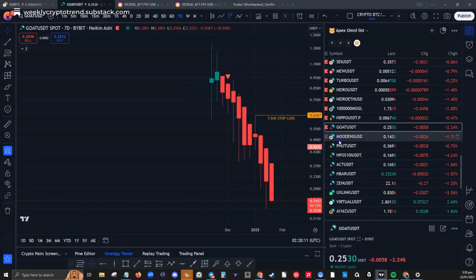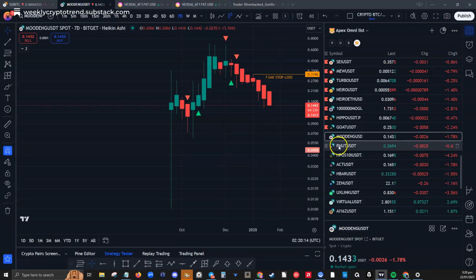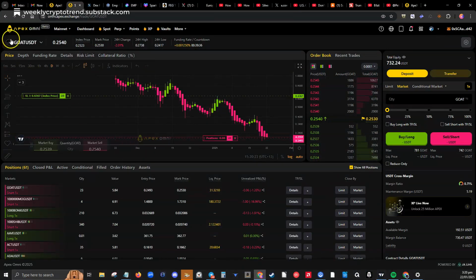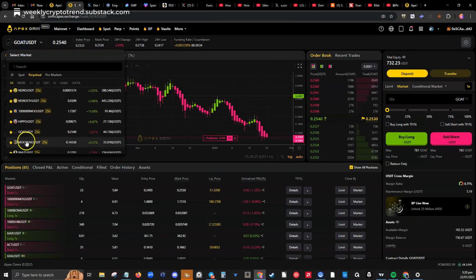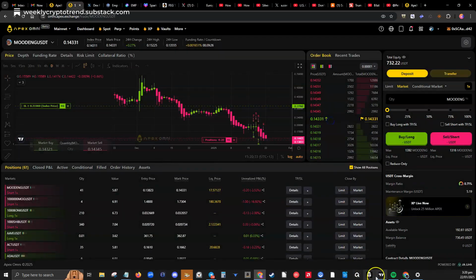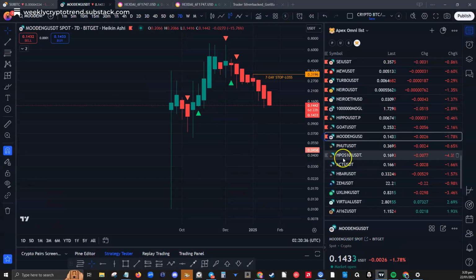So that's a short. Mooding is next. Mooding, 31.96 cents. Don't move the stop. 31 point, yeah, that's it. Done. And it's a current short.